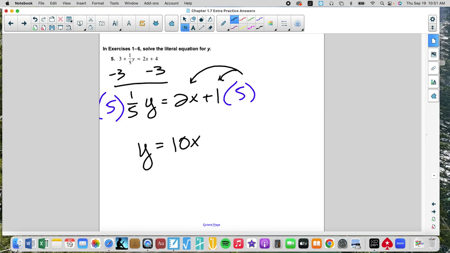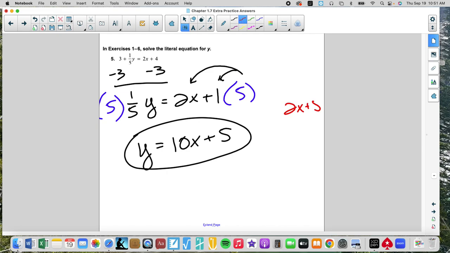So we'll get 10x plus 5. A lot of students would write 2x plus 5. They would only multiply the 5 times the 1. This is wrong. That is not the answer. You have to multiply the 5 times the 2x and times the 1. What you do to one side, you do to all the things on the other side.